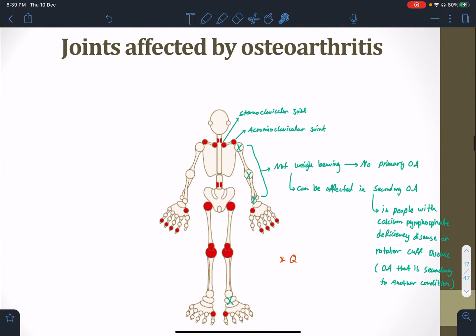And joints affected by osteoarthritis. This is another slide explaining the joints that are affected by osteoarthritis. You've got the sternoclavicular joint and acromioclavicular joint, and these joints are not involved. While you have other joints: the knee, the hip, the first metacarpophalangeal, and the lower lumbar and the cervical.